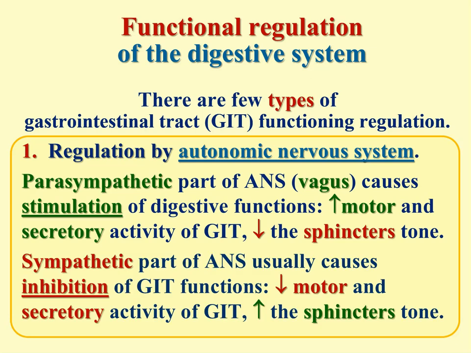Opposite effects are performed by the sympathetic part of the autonomic nervous system. Motor function and secretory activity are decreased by the sympathetic part in most cases. And the only thing which is stimulated is the higher sphincter tone, opposite to parasympathetic influences.